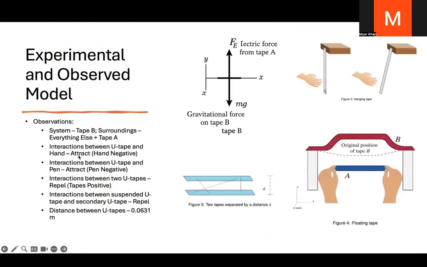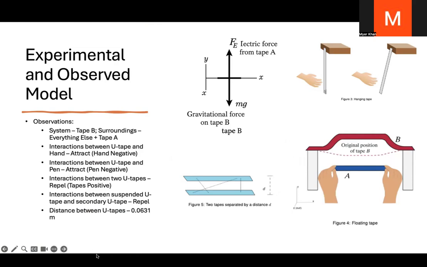So we found that our U-tapes were positively charged, and that they repelled each other while attracting other negatively charged objects. We were told that the pen, for example, when rubbed against wool or clothing, was negative, and that attracted the U-tape, giving an indication that the U-tape was positive. Same thing with our hands. And when we tried to put two U-tapes close to each other, they repelled each other. So that supported that idea.